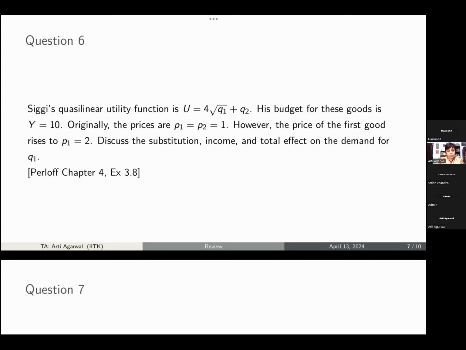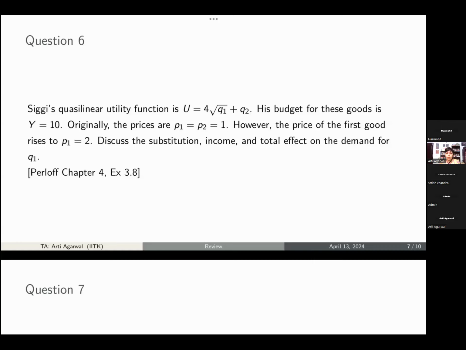Okay. So let's see what the question is. You're given a quasi-linear utility function. By the way, this particular function and this particular problem is partially solved in Perloff, but the method they have used is slightly more tiresome. I don't really like the method very much. In fact, I think they've not really explained it very well. But anyway, if you like, you can look at it, but we'll solve it in a slightly simpler way in the class.